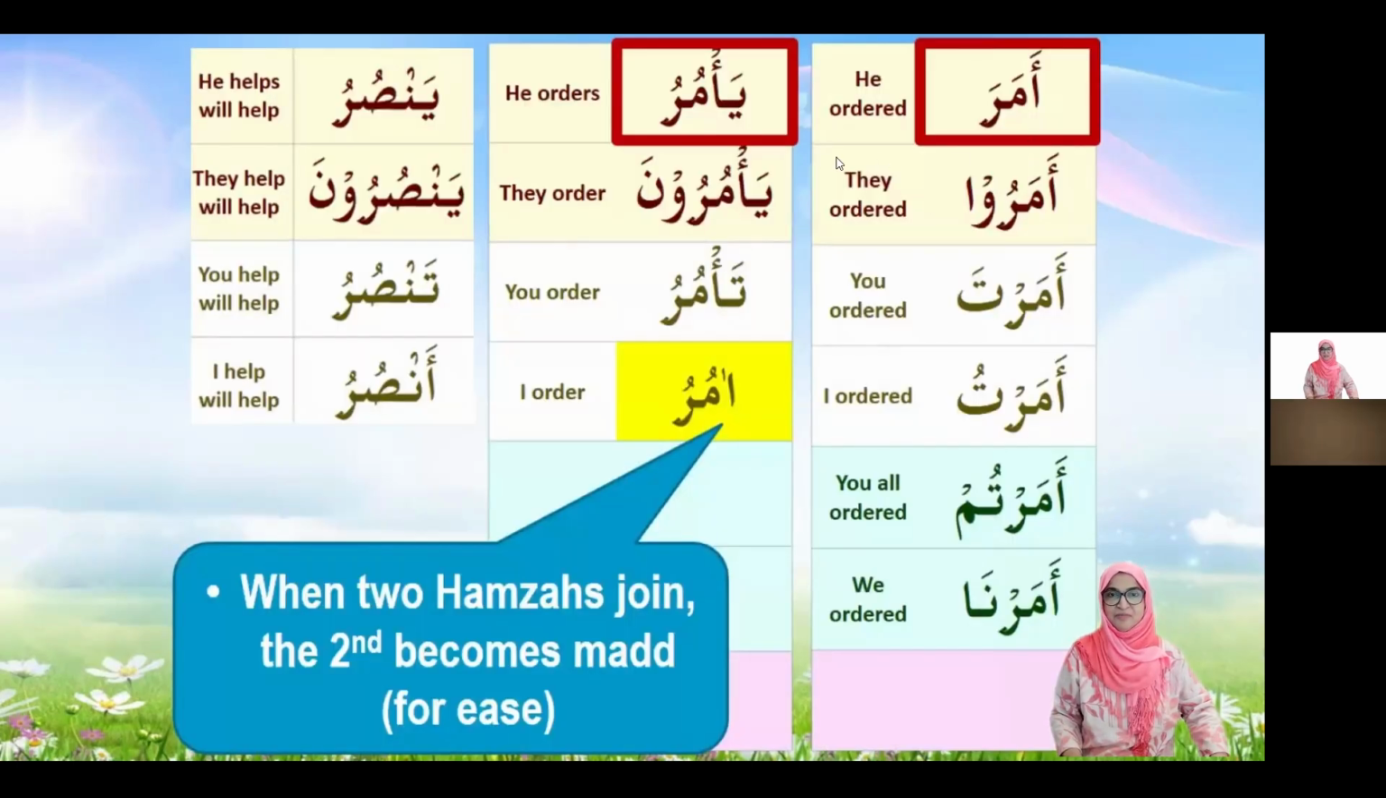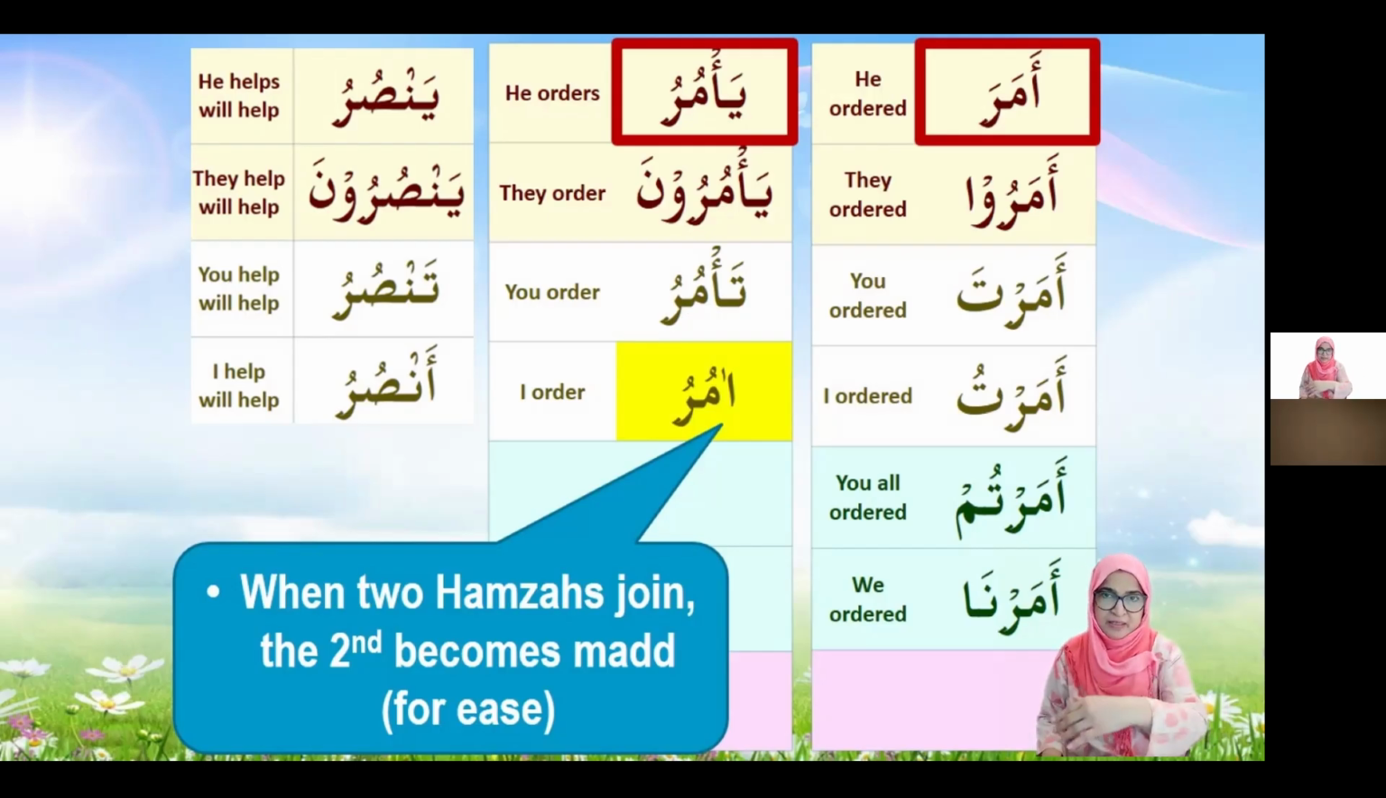Now we finished Madi. We are coming to Mudari. There's something I want to point out here in Mudari. So you know Amara, Ya'muru. Like Nasara, Yansuru. Look at this table. Yansuru, Yansuruna, Tansuru, Ansuru. We got it. He helps, they help, you help, and I help. We know this.